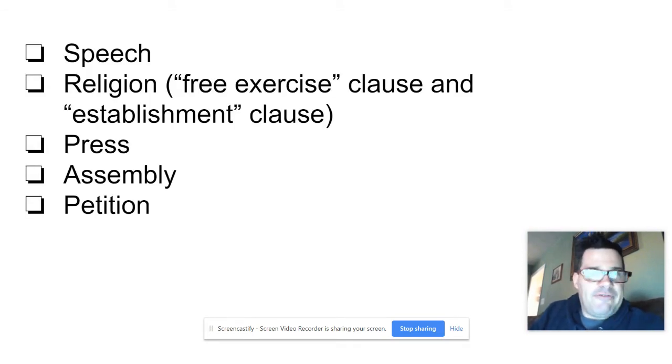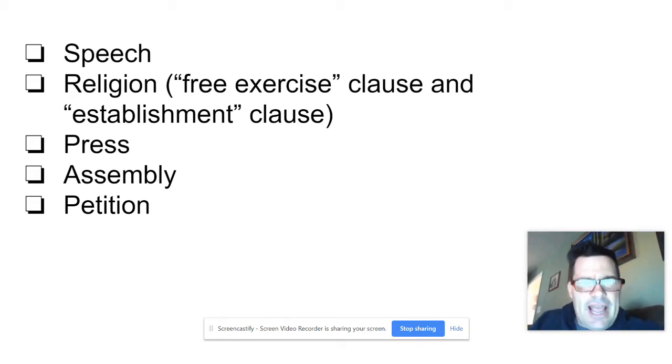All right, and here's the 5 freedoms: speech, religion, press, assembly, petition. Religion has 2 clauses, so I would separate those out by putting in parentheses. It's the free exercise clause and the establishment clause. So separate those out. All right, go ahead and pause right now so that way you can write them down because I'm moving on.